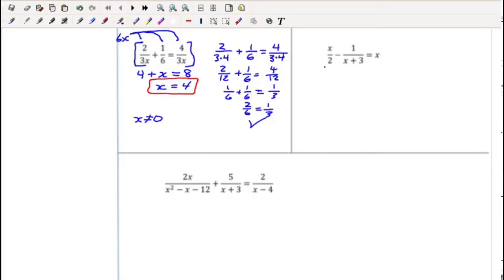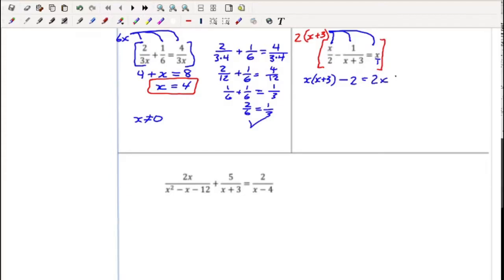multiple of my denominator. So in this case, I want to multiply everything by 2 times x plus 3. That would be the lowest common multiple of my denominator, because I have a 2 here, an x plus 3 here, and this is like over 1, so that doesn't really count. So 2 times x plus 3 to each term. I get x times x plus 3 for my first term, minus 2 for my second term, times, nothing cancels, so this is 2x, x plus 3 on the other side.